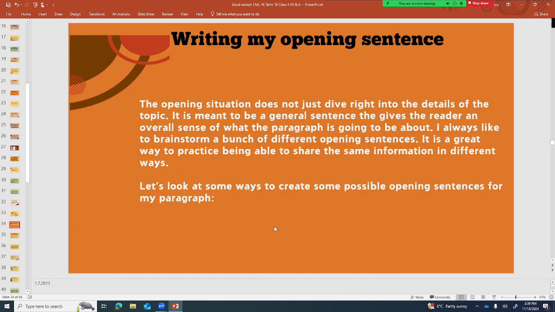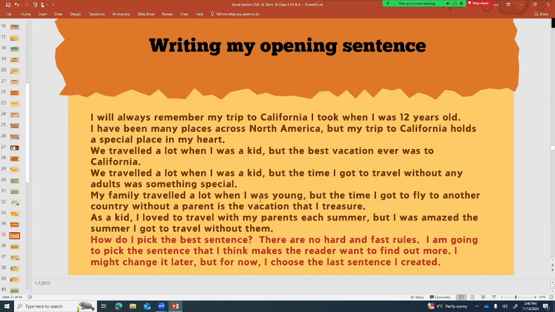For this kind of thing, I want to write my opening sentence. And I don't want to just dive right into the topic. I want to give you kind of a general sentence that lets you know what this paragraph is going to be about. I often like to brainstorm a bunch of different opening sentences. It's a great way to practice sharing the same information in different ways, and then I can look at them and pick which one is the best one. So I'm going to show you some possible opening sentences for my paragraph. Here's a whole bunch. I probably went overboard here. Sorry, guys. I think I'm going to run out of time. Hang on. We'll see how we go.